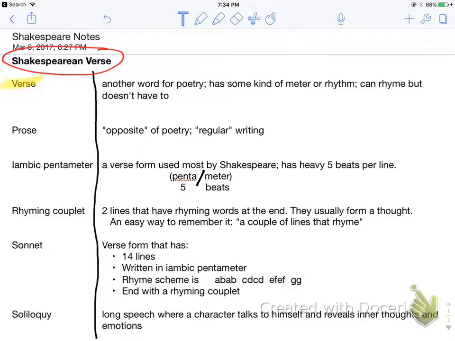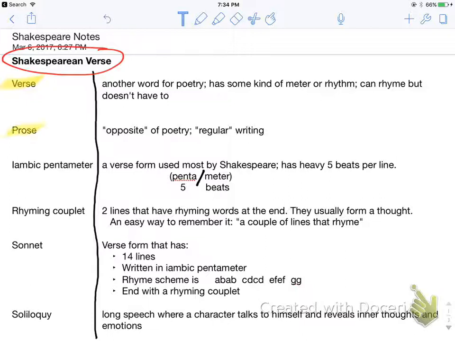It's writing that has some kind of meter or rhythm, which we'll talk about later. And it can rhyme, but it doesn't have to. Shakespeare used verse a lot in his plays, and sometimes he would use the verse to show that a character was more noble or more important because they had a more elevated way of speaking in this poetry. So he would use that to show their social class sometimes.